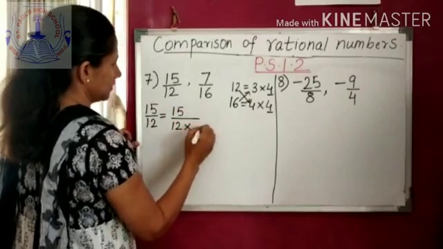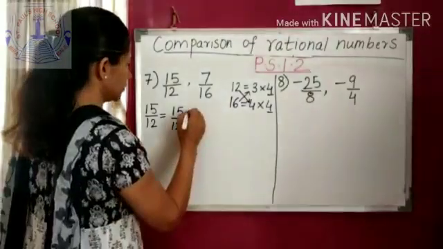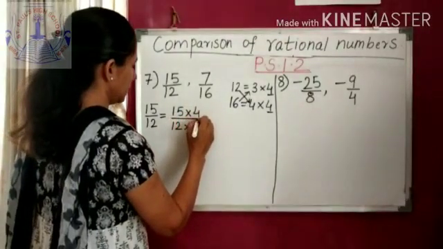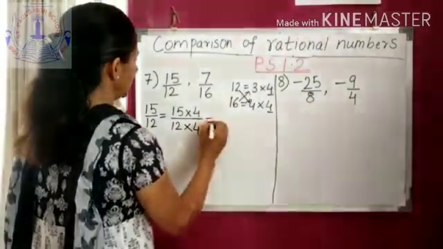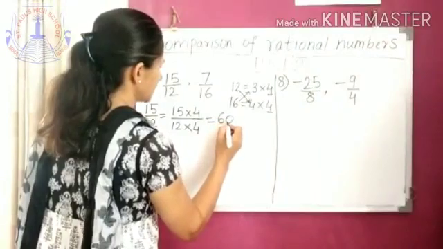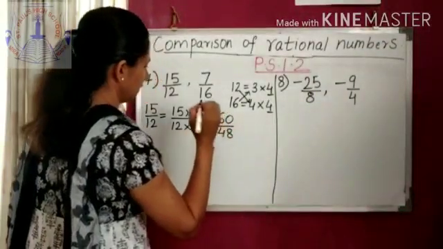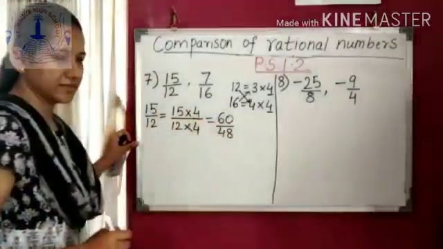as I said, 12 will be multiplied by 4. So here also we will be using the same constant. So this will be equal to 60 upon 48. Yes, 60 upon 48. So 15 upon 12 is equal to 60 upon 48.